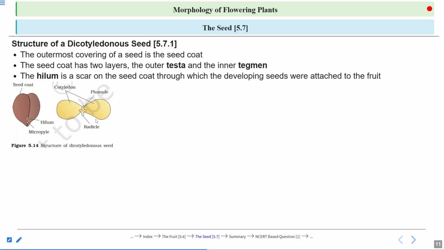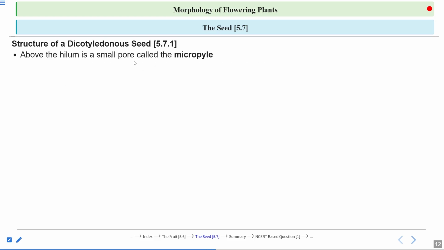Now we will remove the cover of the seed coat. What you see, your chana or gram seed, has this form. This is one cotyledon and this is the second cotyledon. At this point you can see both the cotyledons are joined. At the upper point there is a plumule, and at the lower point there is a radicle. Two cotyledons, and that is why it is a dicot. Above the hilum is a small pore. Pore means opening, and that is called micropyle.